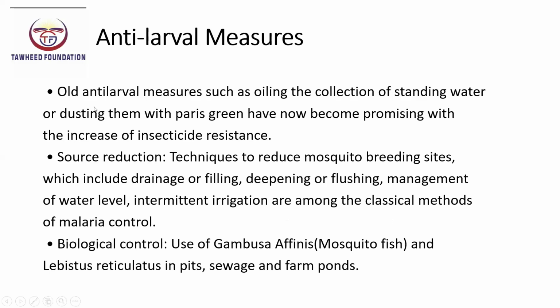Old anti-larval measures such as oiling the collections of standing water or dusting them with Paris green have now become less promising with the increase of insecticide resistance. Source reduction techniques which reduce mosquito breeding sites include drainage or filling, deepening or flushing, management of water level, and intermittent irrigation, among these classical methods of malaria control. Biological control is the use of mosquito fish and Lebistes reticulatus in ponds, sewage, and farm ponds.